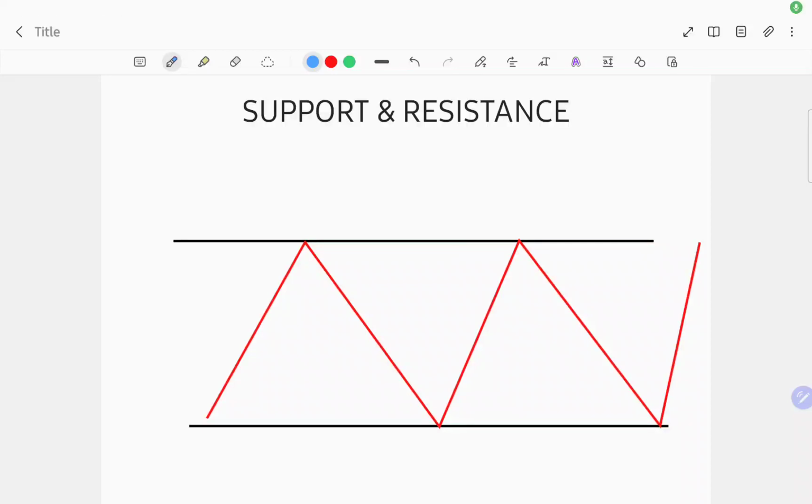Hello everyone, in this video we will be looking into support and resistance. As a trader, you guys must know what support and resistance are. As always, the top line will be the resistance. Why? The price is being resisted on this line. Then the line below will be the support. The price is being supported by this line.